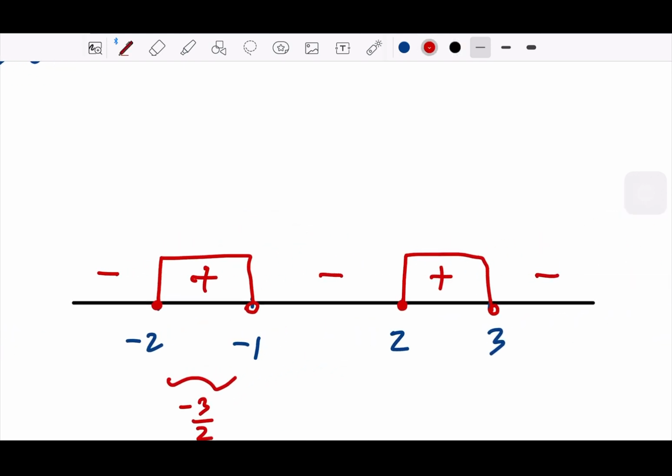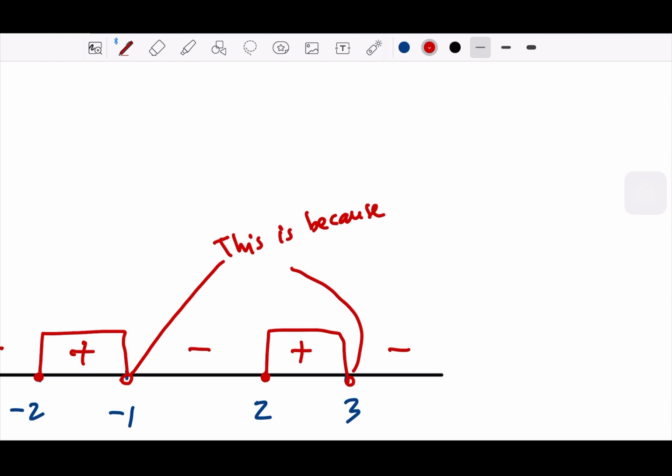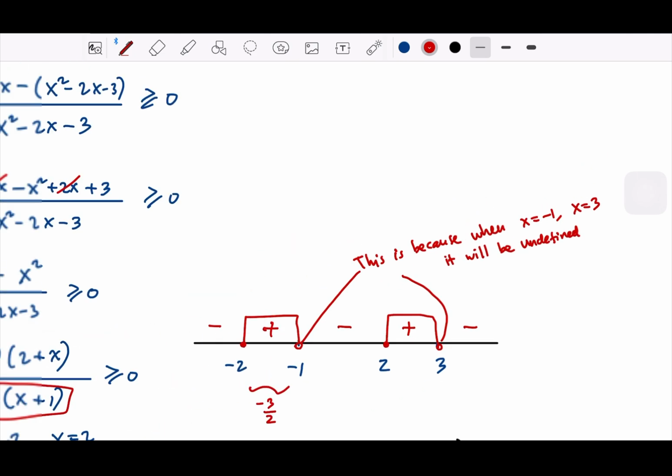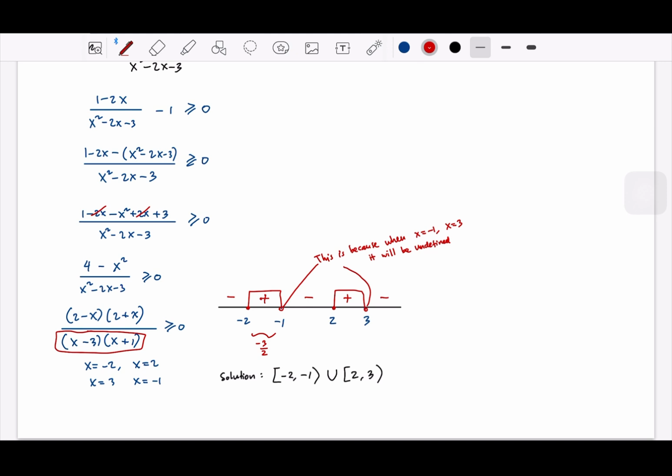Okay, I think I can give you some notes here. This is because when x equal -1 and x equal 3, it will be undefined. So I think that is the essential part of inequalities for polynomials.